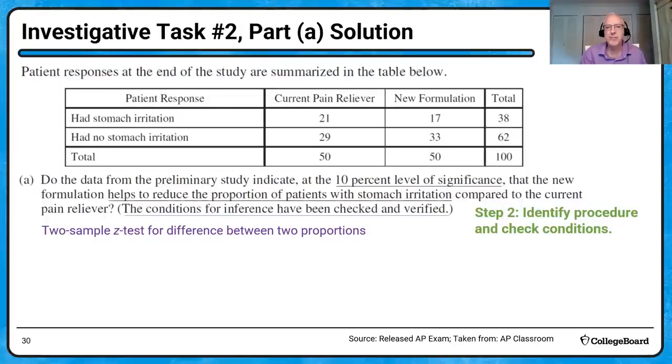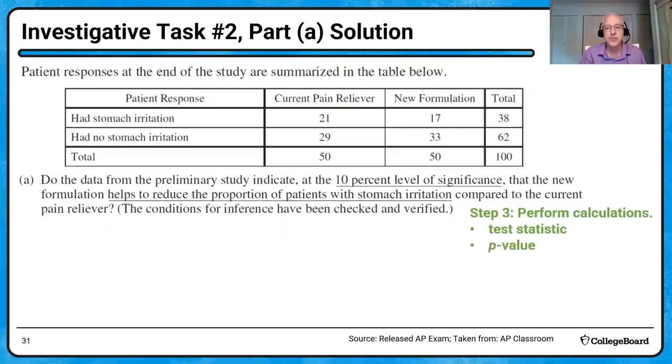But the conditions for inference have been checked and verified, so we don't have to do that. And in fact, we don't want to do that. Why? It wastes time, and you might do it incorrectly, and then the grader would have to penalize your response because you've done incorrect statistical work. So let's move on to the things we have to do. Step 3 is to perform the calculations. We need a test statistic, and we need a p-value.